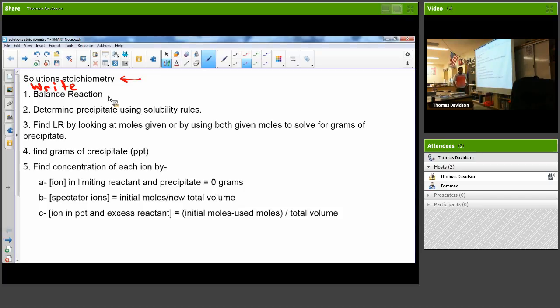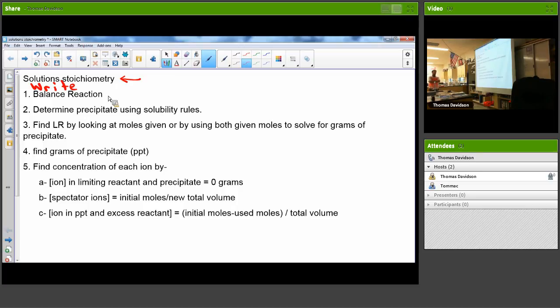Number 5, find concentration of each ion at the end by doing these things, which they don't look too difficult. Letter C is pretty hard. So A, the concentration in the limiting reactant and precipitate equals 0 grams. The video tried to explain that. It's the one that runs out, and it's the one that's no longer in solution. So its concentration will be 0.